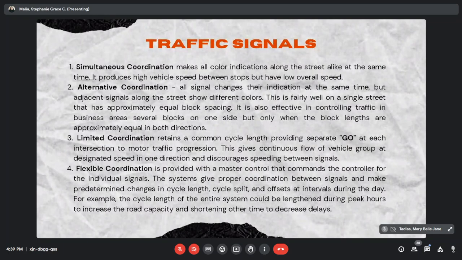Alternate coordination: all signals change their indication at the same time, but adjacent signals along the street show different colors. So unlike simultaneous, in alternate coordination the adjacent signals along the street show different colors. This works fairly well on a single street that has approximately equal block spacing. It is also effective in controlling traffic in business areas several blocks on one side, but only when the block lengths are approximately equal in both directions.